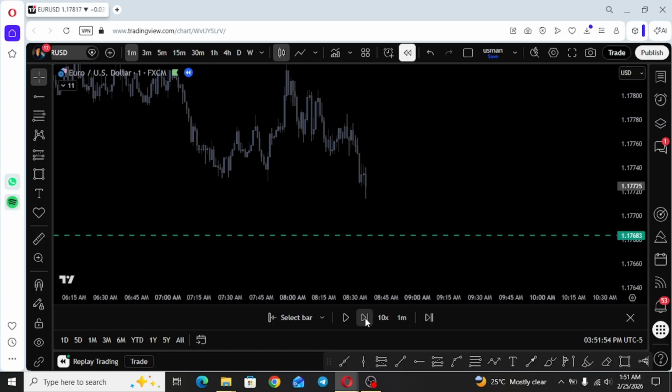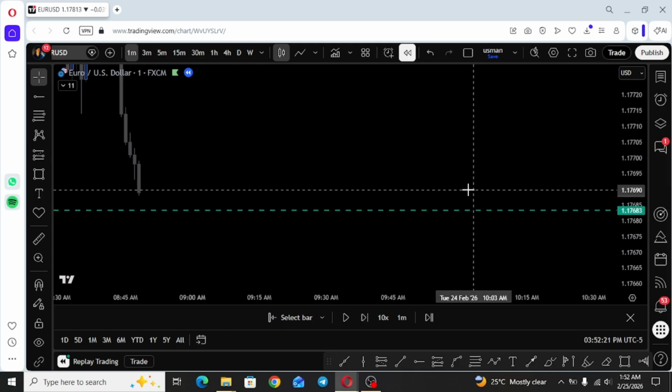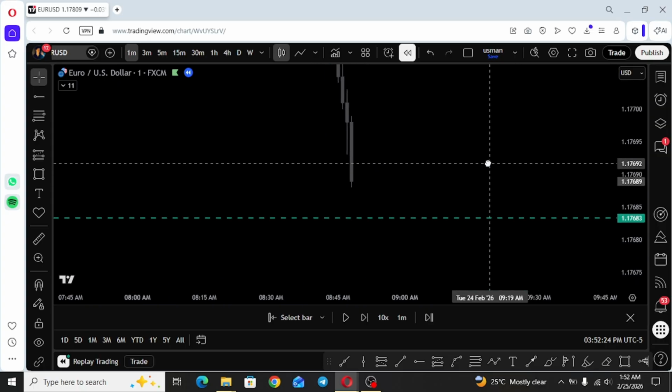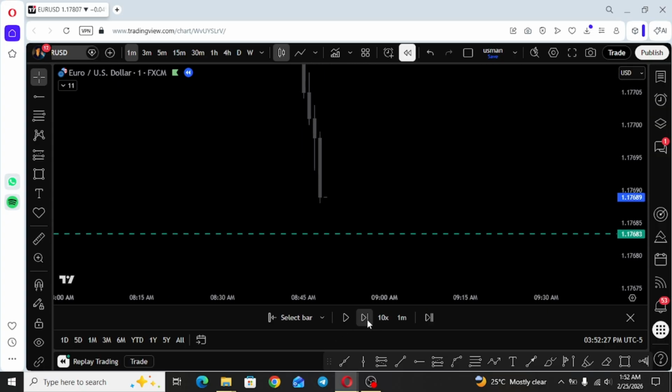You can trade on the 5-minute, 1-minute, 3-minute or 15-minute time frame, whatever you like. For me, I try to enter on the 1-minute time frame most of the time. The market is going up. Now the market is going down, coming near to our level. Let's zoom in a little bit and play the chart. The market is getting rejections from both sides.